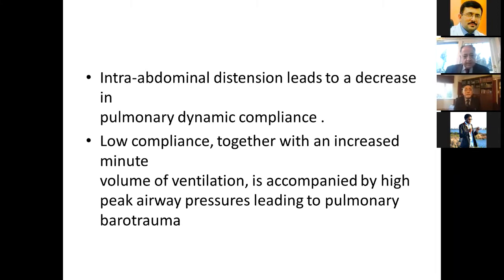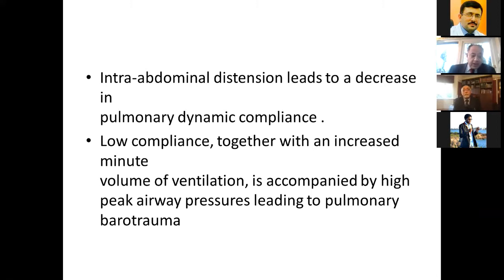So, one of the major organs which is affected by the distension of the abdomen by pneumoperitoneum is, of course, the lung. As the pressure increases, the normal intra-abdominal pressure in a supine patient is 0 ± 1. In obese patients, this can go up to between 5 to 7 centimeters of water before you do anything.